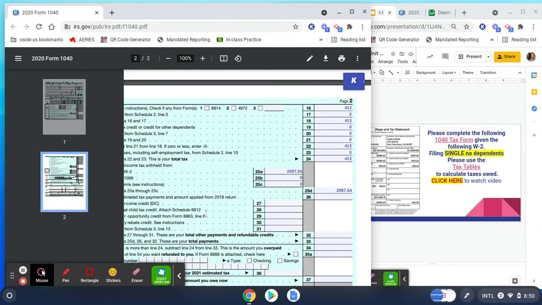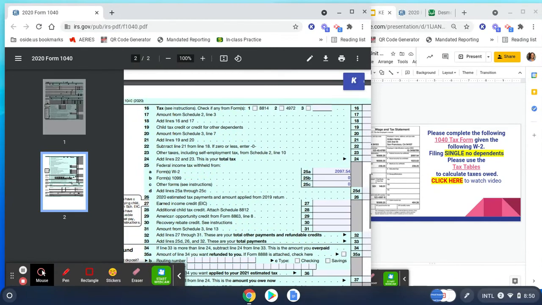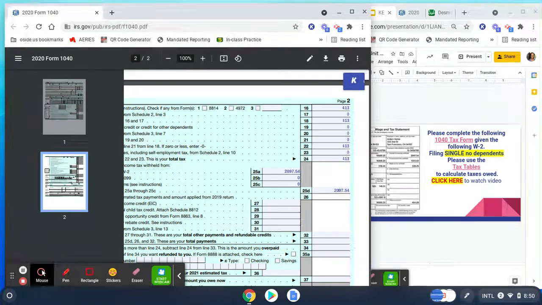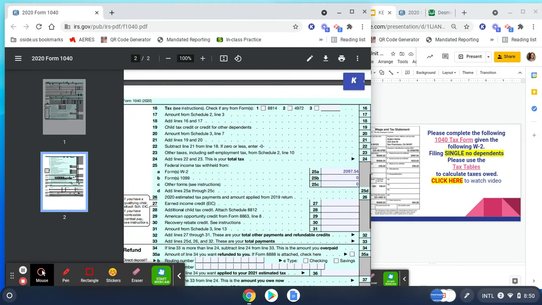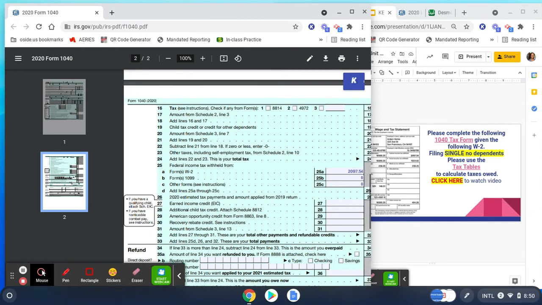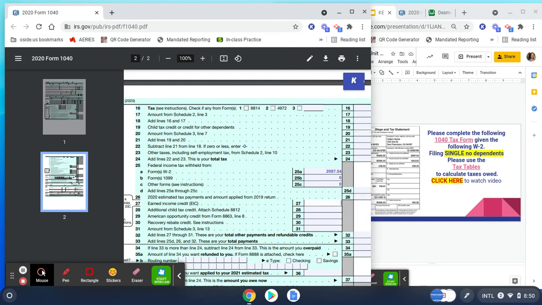All right, estimated tax payments and our amount applied from the 2019 return. So line 26, we do not have anything. Earned income credit. If you have a qualifying child, attach the earned income credit sheet. If you have non-taxable combat pay, see the instructions. So again, who gets the earned income credit? Somebody that has a child or non-taxable combat pay. We don't have any of that, so we're just zero.